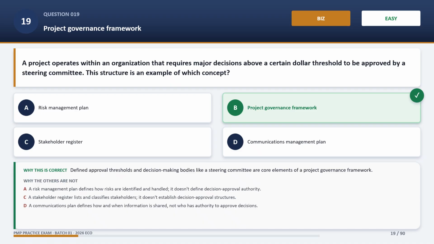Risk management plan is incorrect. A risk management plan defines how risks are identified and handled. It doesn't define decision approval authority. Stakeholder register is incorrect. A stakeholder register lists and classifies stakeholders. It doesn't establish decision approval structures. Communications management plan is incorrect. A communications plan defines how and when information is shared, not who has authority to approve decisions.